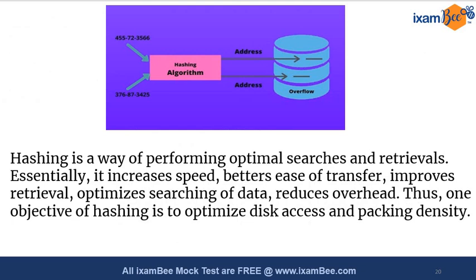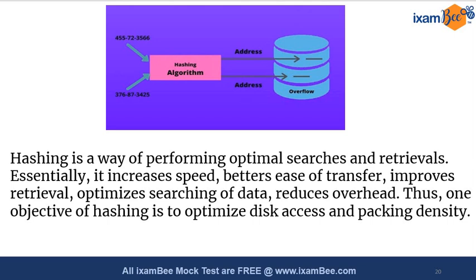Now the next one is hashing. The hashing method is a very new method, and it has been used very widely because it is the optimal way of performing searches. Whenever you want the data, whenever you want retrieval, this is the best thing to use. It increases the speed, gives better ease of transfer, improves retrievals, optimizes the search of the data, and reduces the overhead of maintaining so many pointers.